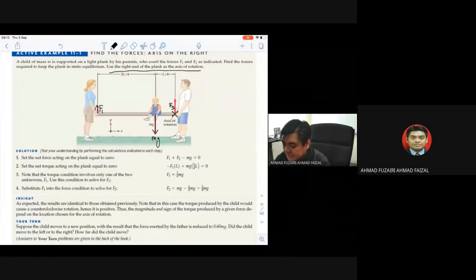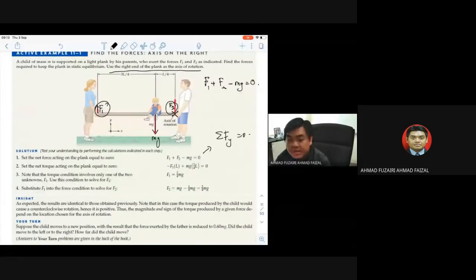So the first step is to set the net force acting on the plane equal to 0. In the y direction, the summation of Fy equals 0 is very easy. Everything going up is positive, so F1 plus F2, and because mg is going downwards, minus mg equals 0. That should be the first equation.